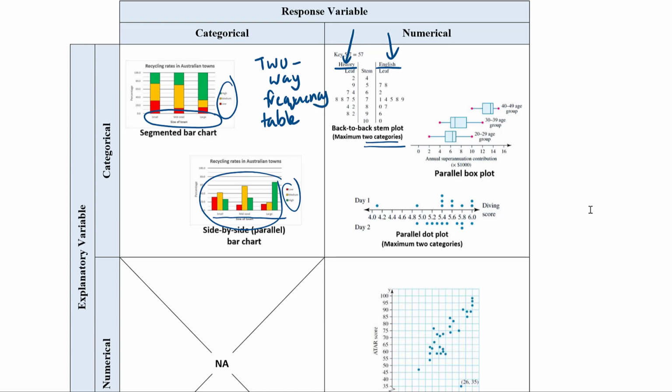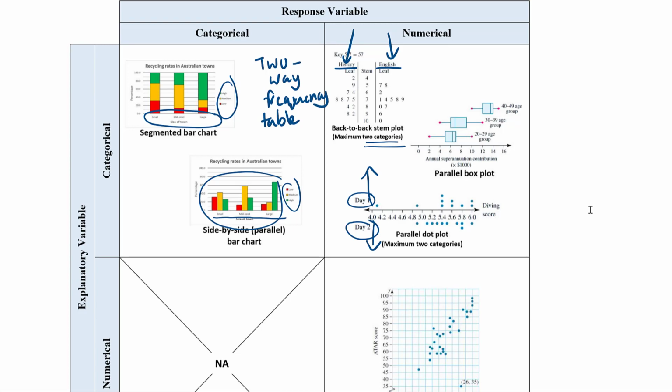Down the bottom here, we could also use a parallel dot plot, and again, this is really very similar to a back-to-back stem plot. We draw the dots for one variable, so we've got 2 categories here. We've got the diving score, and the 2 categories are day 1 and day 2, the diving score being the numerical variable. So day 1, we're drawing our dots going up above the axis here. Day 2, we're drawing our dots going down below the axis here.